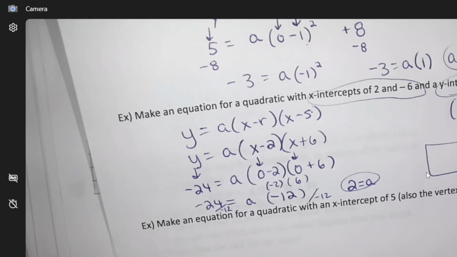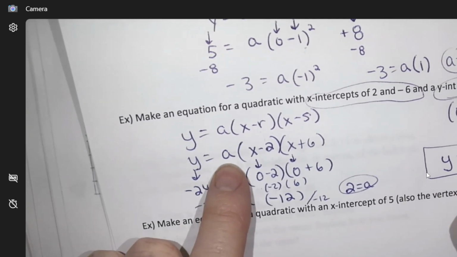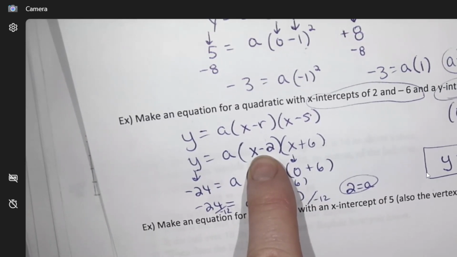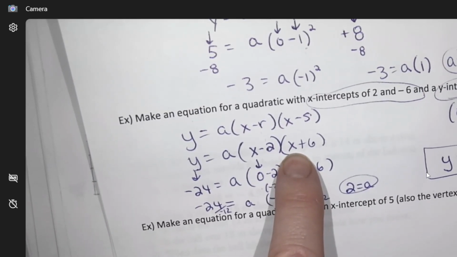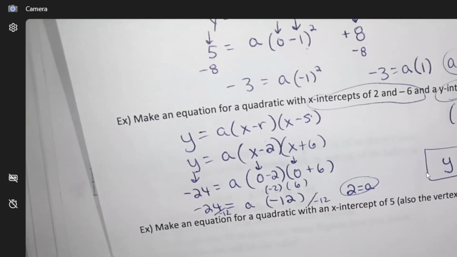Okay, final answer is that you have to write an equation with all your numbers plugged in except for x and y. Those now have to be left open so that you can put other points in them, because there's a bunch of other points. So y equals, well, the a is now 2, and then we add an x minus 2 and an x plus 6. So I have everything plugged in except for x's and y's are now open again to put other points in there.